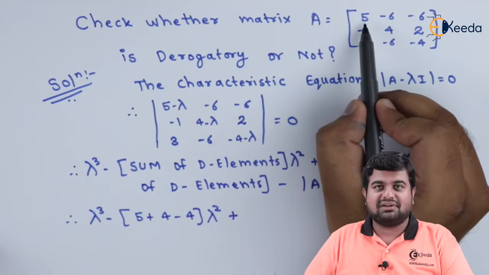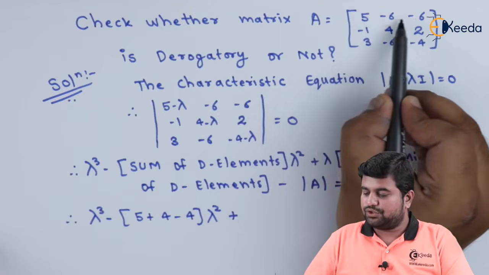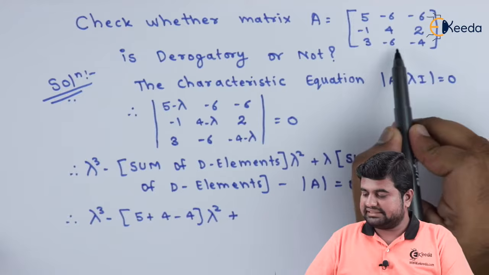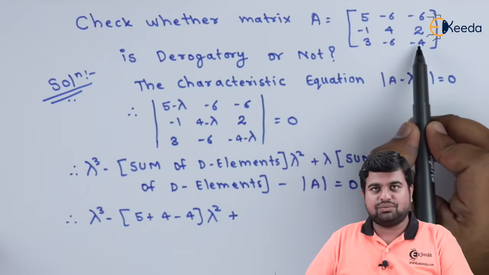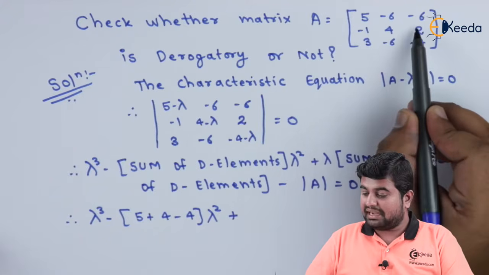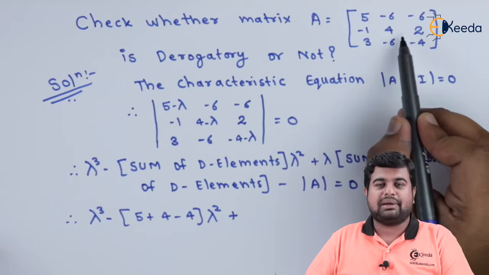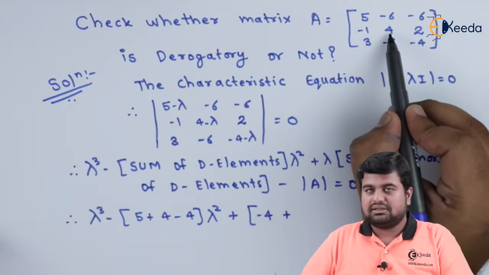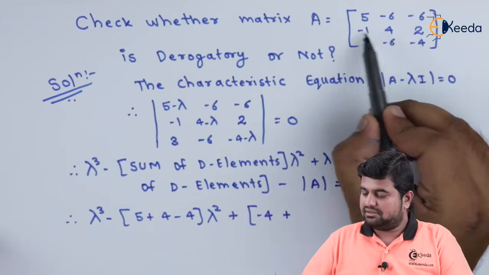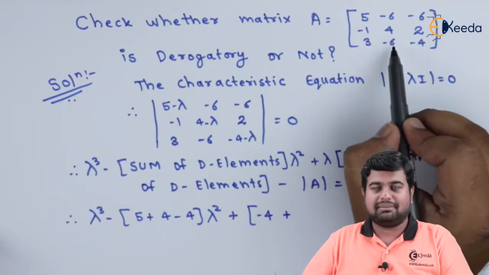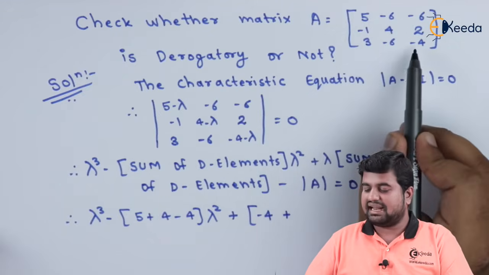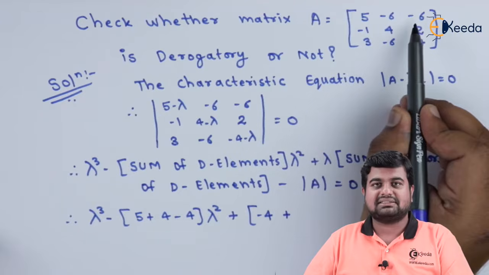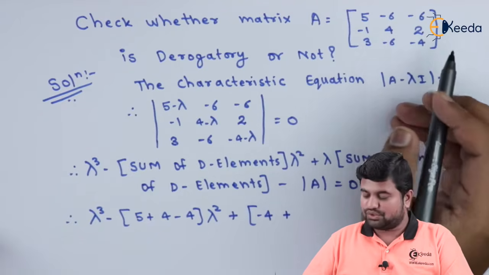So let us calculate first the minor of 5. I am going to leave this row and this column. Now I am left with 4, 2, minus 6, minus 4, which is 4 into minus 4, which is minus 16, minus minus 12, which is plus 12, so minus 16 plus 12 is minus 4. Let us come to the second diagonal element. Leave this row and this column. I am left with 5, minus 6, 3 and minus 4, which is minus 20, minus minus 18, which is plus 18. So it is going to be minus 2.